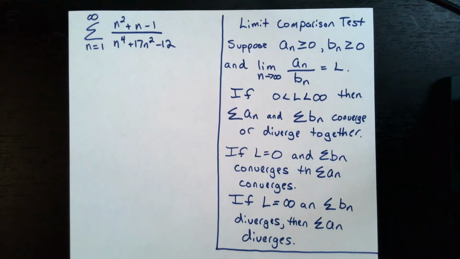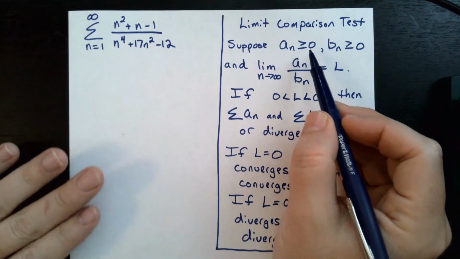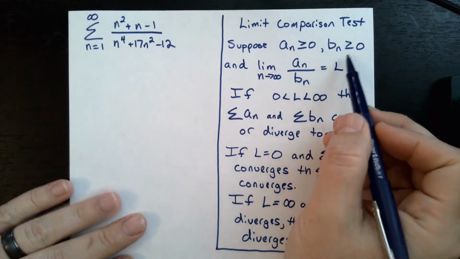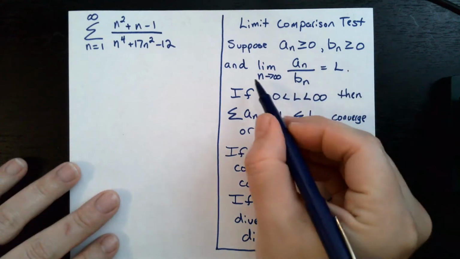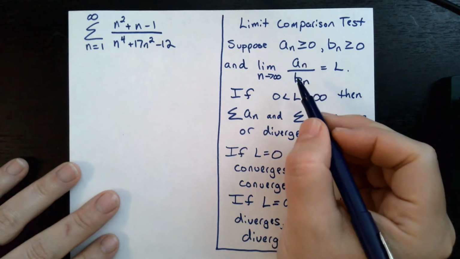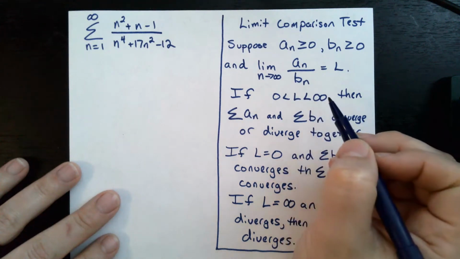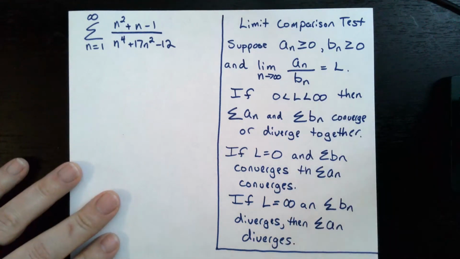Okay, so the limit comparison test says that suppose you have a sub n greater than or equal to 0, and you choose a b sub n greater than or equal to 0. If you can prove that the limit of a sub n divided by b sub n is equal to L, and L has to be between 0 and infinity, then they either both converge or diverge together.